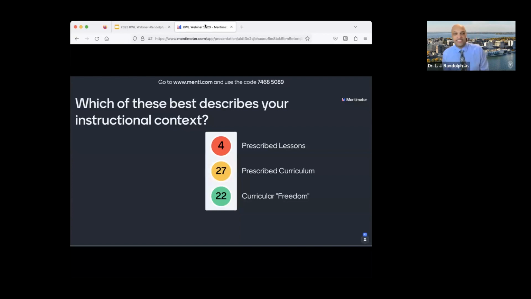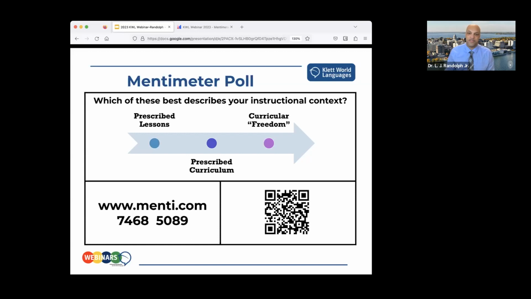And that's encouraging to see, actually, that so many people do have that freedom where they get to create their own materials and teach the way they want to. And as I figured, most people, but not by much actually, do have the prescribed curriculum. And then in some cases, people have prescribed lessons. So that's good to know. And also, I feel like that curricular freedom thing can be overwhelming, because if you don't have the resources to work with, that's a lot of prep, right? Make sure I don't hit the escape button exiting out of Mentimeter this time.